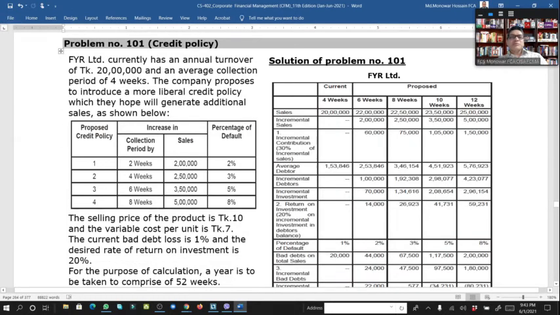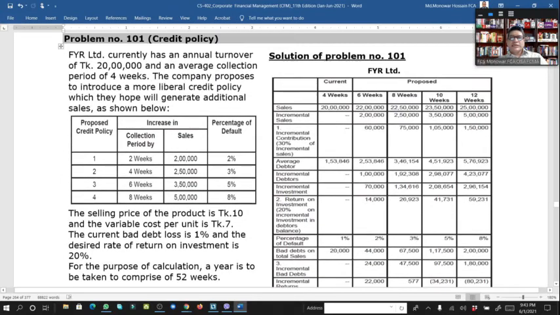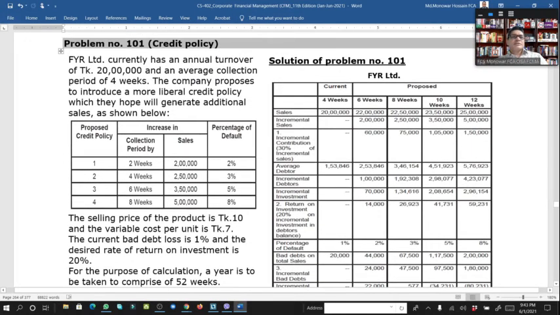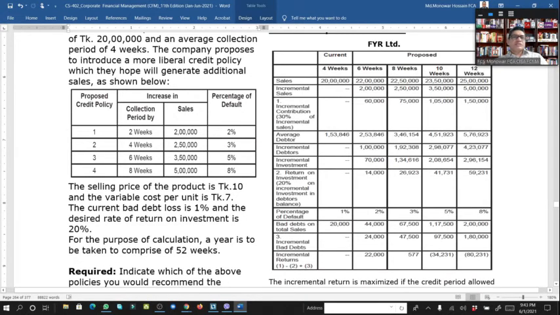Another question, credit policy. It is a nice question, a small size, the 101 number math. FI Limited currently has an annual turnover of 20 lakh and an average collection period of 4 weeks. The company proposed to introduce a more liberal credit policy, which they hope will generate additional sales, as shown below.